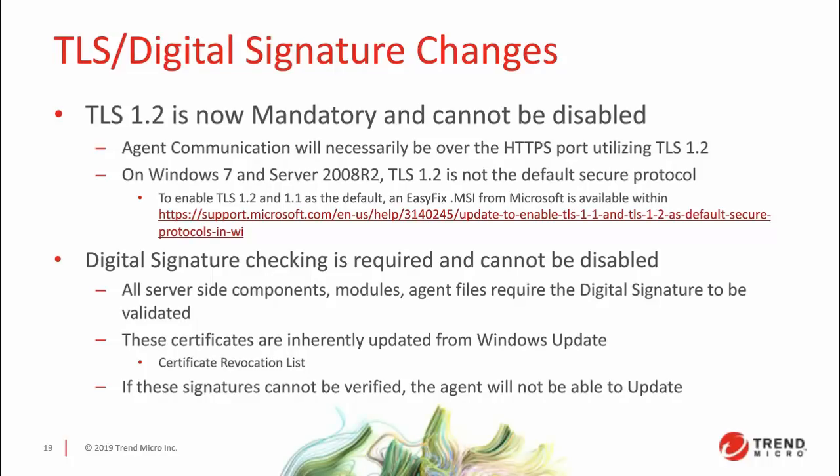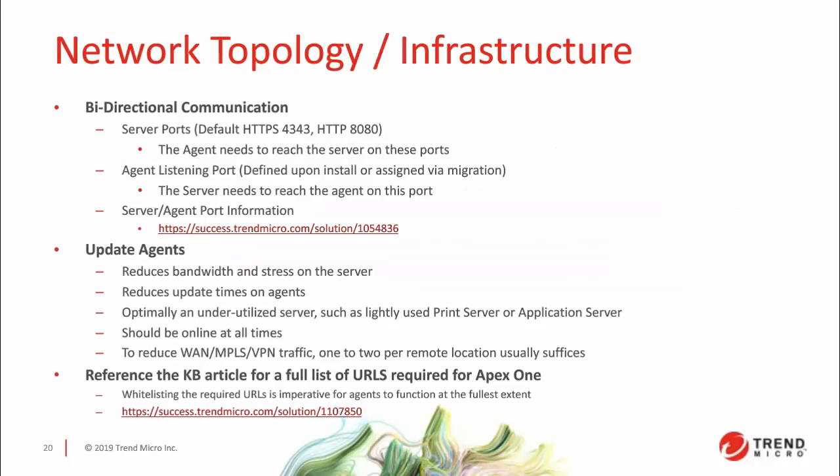A little touch on network topology and infrastructure. There is bidirectional communication from the agent internally. So the default ports are HTTPS 4343 and HTTP 8080. The agent reaches to the server on these ports, and then you define an agent listening port upon install, or if you're migrating from a different server and you match up that listening port, it'll be defined by that. If you do a server migration tool, it does import that value over. So just make sure to note that if you do change it and then you do a server migration, it'll change it to whatever you migrated from. So those are the two major communications between the server and the agent.